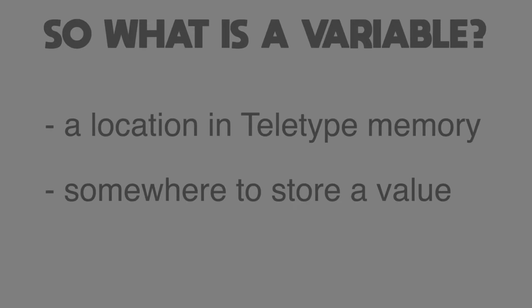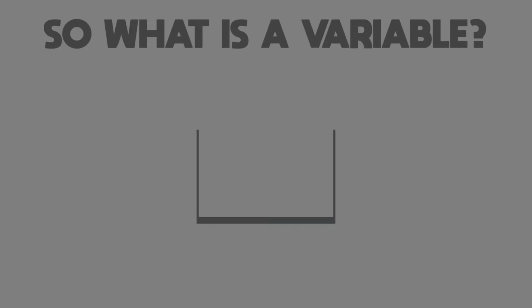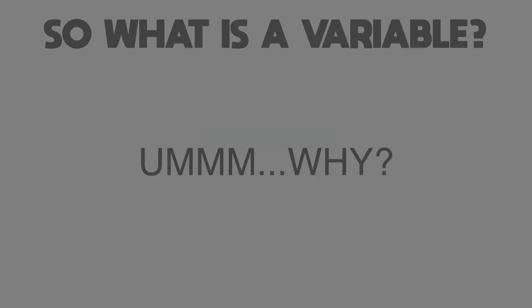A variable is a location in teletype's memory where we can store a value. Think of it as a container. A value can be put in the container and it will just sit there until you put another value in there. So why is this useful, I hear you ask? Well, it can be used in many different ways within teletype.